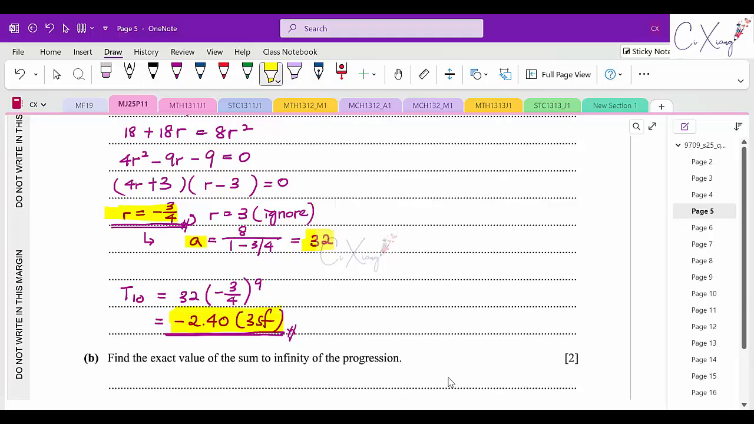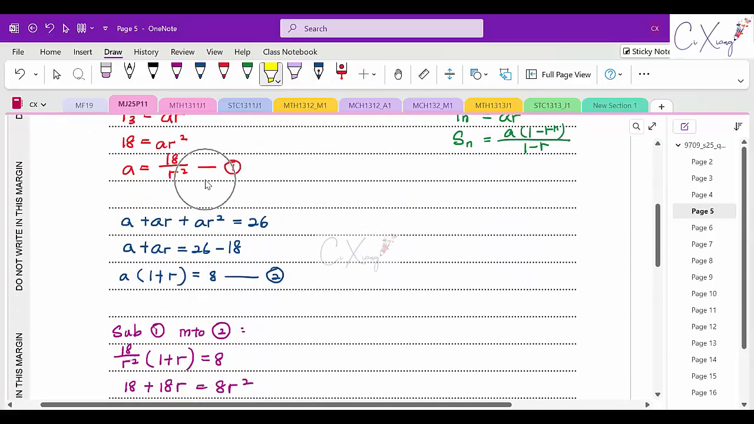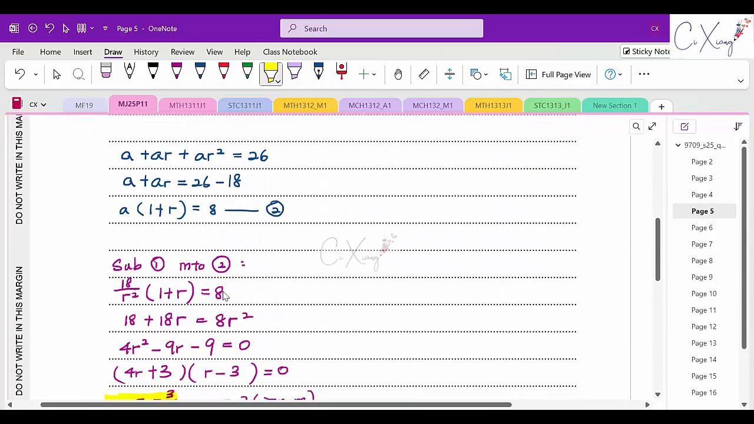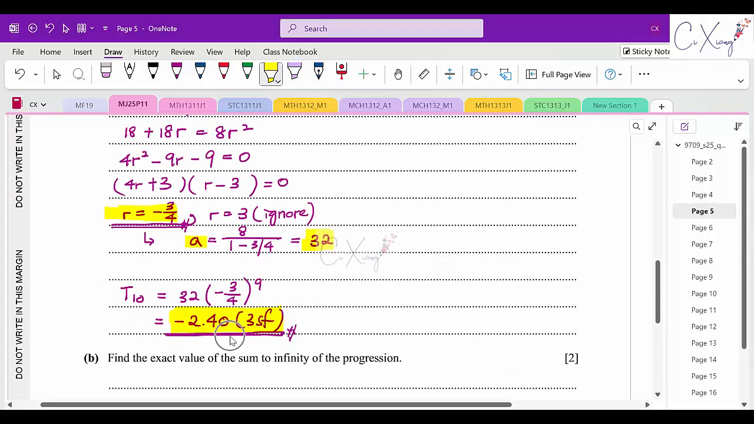So I believe that you should understand what I write here. You have equation number 1, equation number 2, solve the simultaneous equations and get the answer. Make sure that you find out the T10, because a lot of students will just stop at this part. They forget to find the T10.